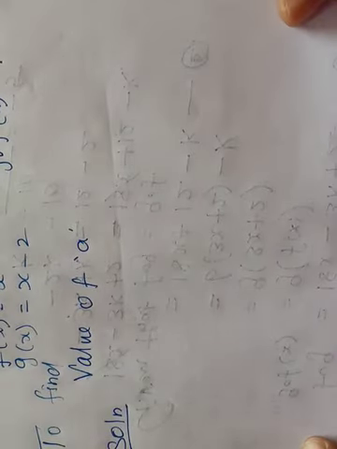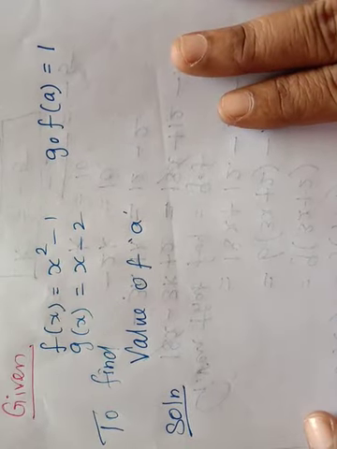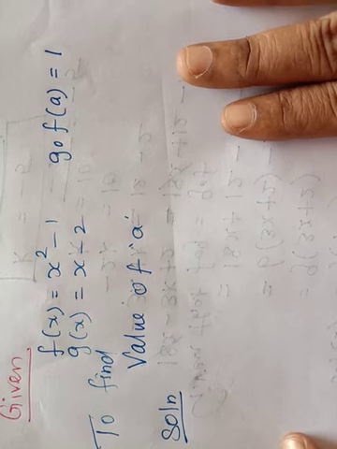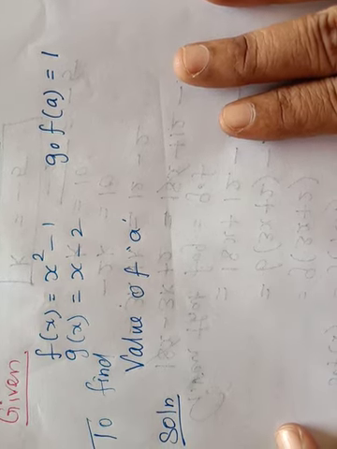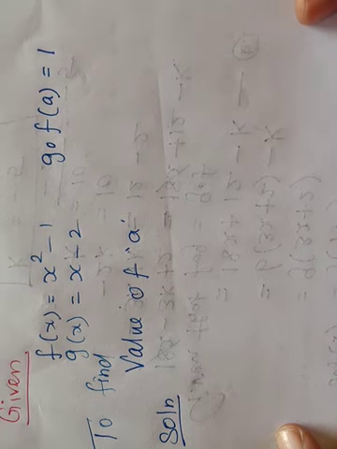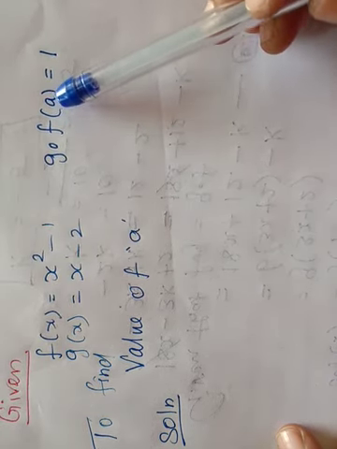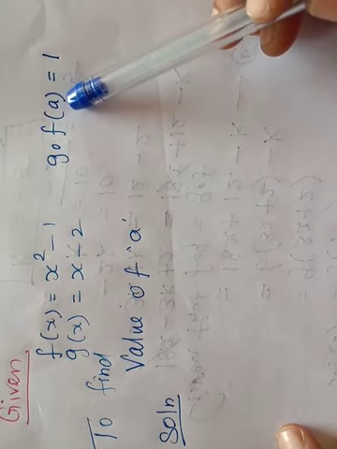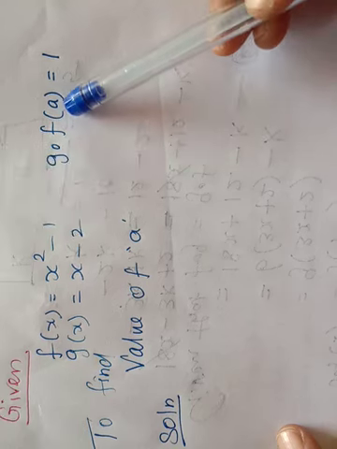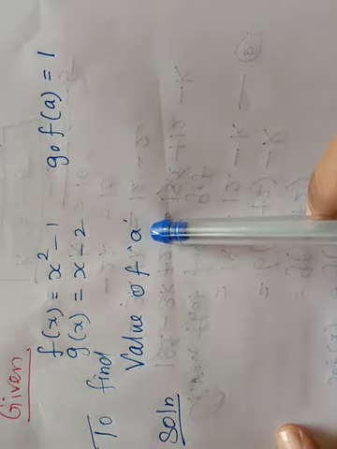Now, the fourth Roman, first sum. They are given f of x equal to x squared minus 1, g of x equal to x minus 2, and another condition: g composite f of a is equal to 1. Till now we have studied x only. Here they are given a, but that is not a problem. Instead of the x, you want to substitute the a. Finally g composite f of a is equal to 1, and they are asking for the value of a.